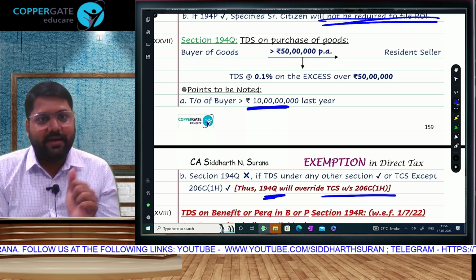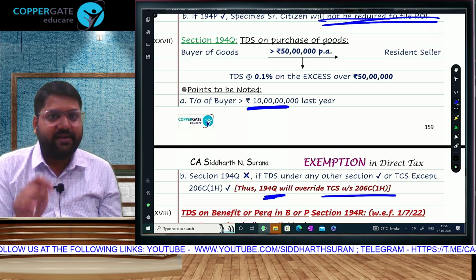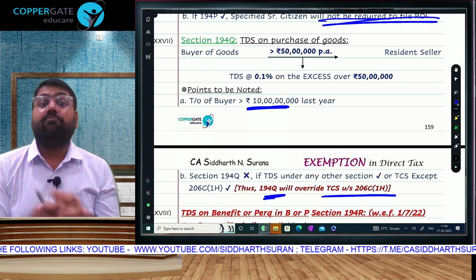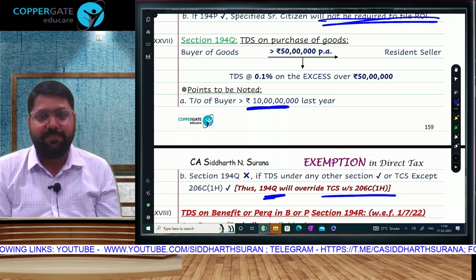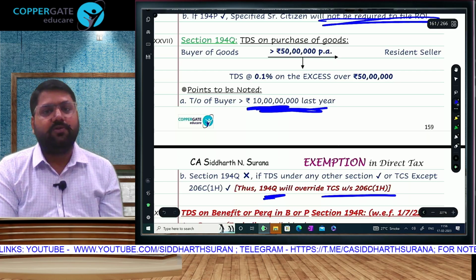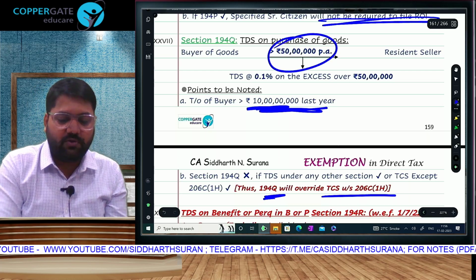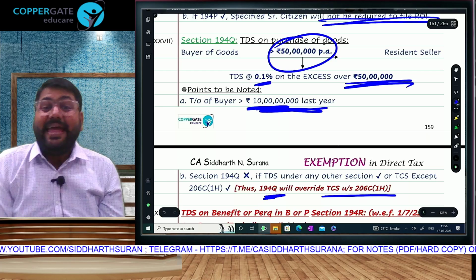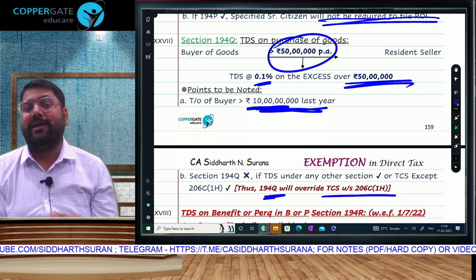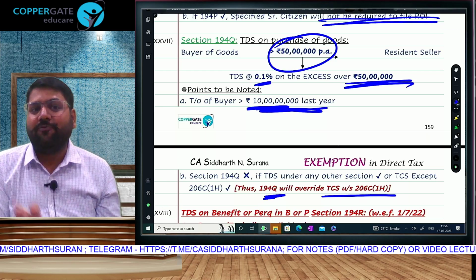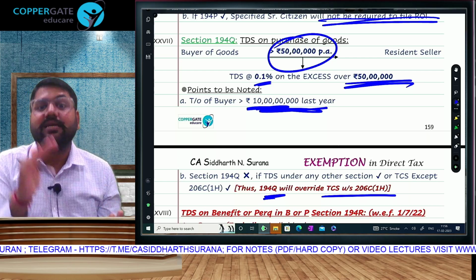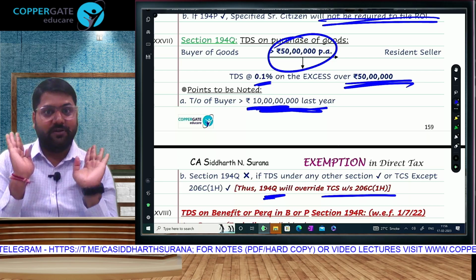So only if the buyer's last year's turnover exceeded 10 crore, then TDS will apply. Only if the seller's last year's turnover exceeded 10 crore, then TCS will apply. If both exceeded 10 crore, then TDS will apply. Any buyer whose last year's turnover has exceeded 10 crore, and this year you are buying goods worth more than 50 lakh, then 0.1% on the excess. So if it is 55 lakh, then 0.1% on 5 lakh. If it is 1 crore, then on 50 lakh, if 1 crore 10 lakh, then on 60 lakh. First 50 lakh there will be no TDS, only on the excess. But the buyer's turnover should be more than 10 crore.